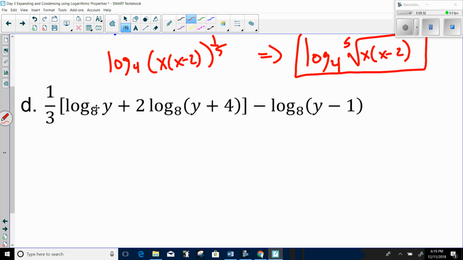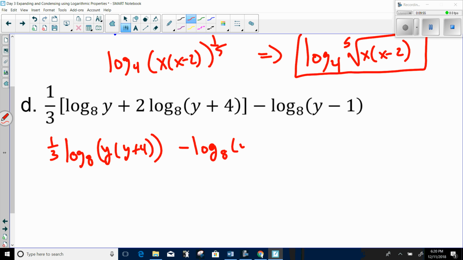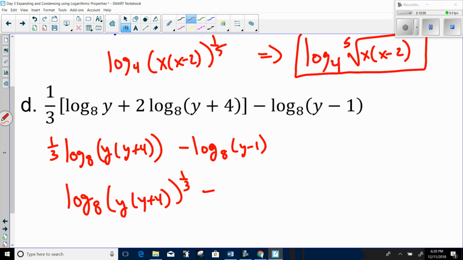Okay, right here, this 1/3 is going to affect this first bracket, and then I have minus this second part. So I would go ahead and put these together and make this log base 8 of y times y plus 4. Then I would still have the 1/3 out front, and if you wanted, you could put that in parentheses, minus log base 8 of y minus 1. Now this 1/3 is affecting this first log, so I'd go ahead and bring that up: log base 8 of y times y plus 4 to the 1/3 power, minus log base 8 of y minus 1.